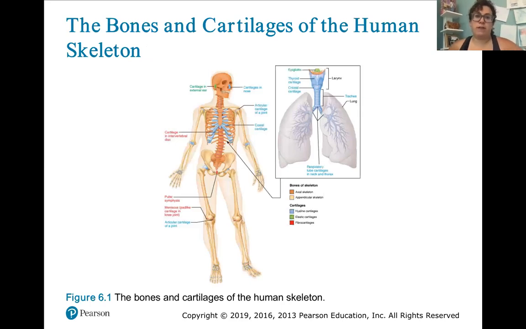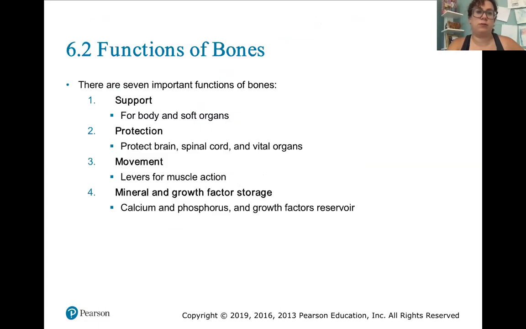Okay, so bones and cartilages of the human. This is where all the cartilage is present that you're responsible for knowing about at this point. So take a good look at this lovely skeleton and he will tell you where your cartilage is at. And other things, it does tell you the different types of cartilage. So we have hyaline cartilage, elastic, and fibrocartilage. It's a great study tool.